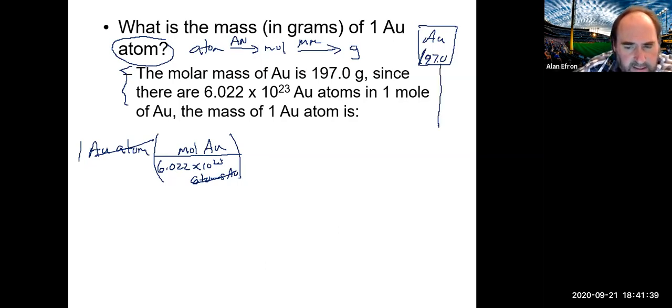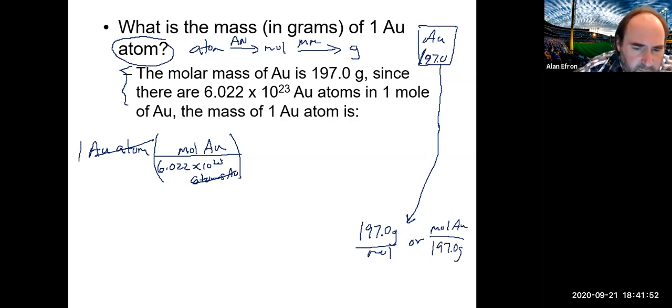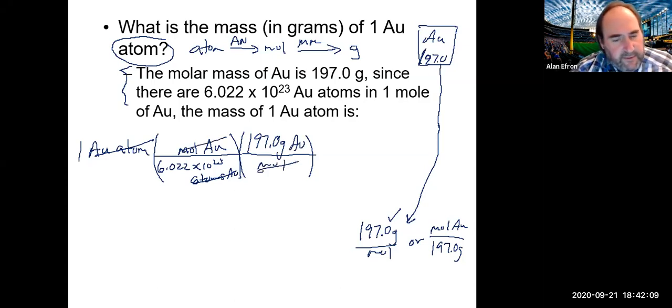From the periodic table, we see that the molar mass of gold is 197 grams per mole. Or again, we could use it in the opposite direction if we needed to. In this particular case, if we stop right now, we would be in units of moles, which are on top. So to cancel it out, we do need to use the molar mass in grams per mole. That would give us 197 grams of gold per mole. Moles of gold would cancel.